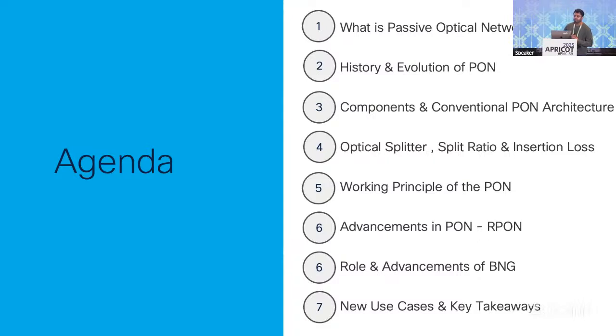We will also take a look at the new advancements that are happening, which is also known as RPON, or routed PON technology. Then we will move towards the role and the advancements that are happening on top of it using the BNG. And towards the end, we will look at the new use cases and the final key takeaways.